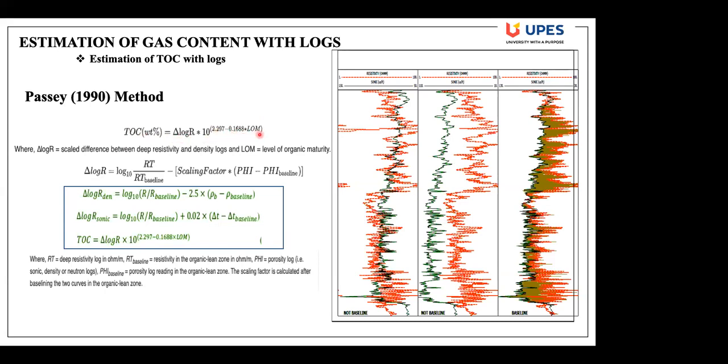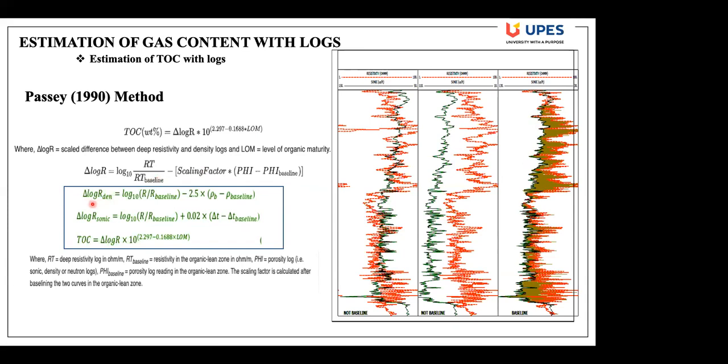this is the constant, and LOM, the level of maturity. Delta log R you can calculate using this equation, where you require the RT baseline, that is the resistivity baseline, and the phi value, the porosity baseline. How do you define the baseline? You can see the steps. In the first step, it is not aligned with the baseline. In the second step, it is not in line with the baseline. In the third, you can see these three logs are aligned with the baseline. So you have to align the logs with the baseline, then find the value and put it in these equations.